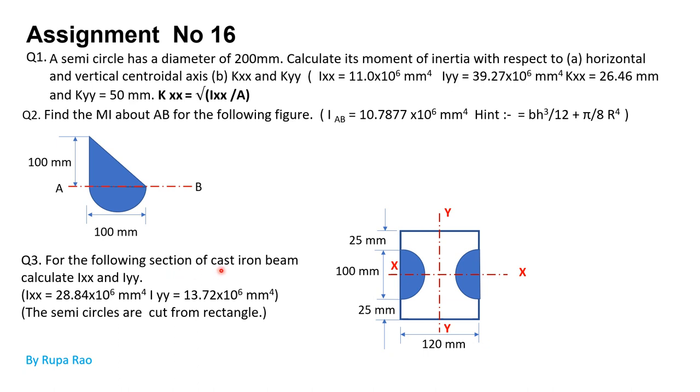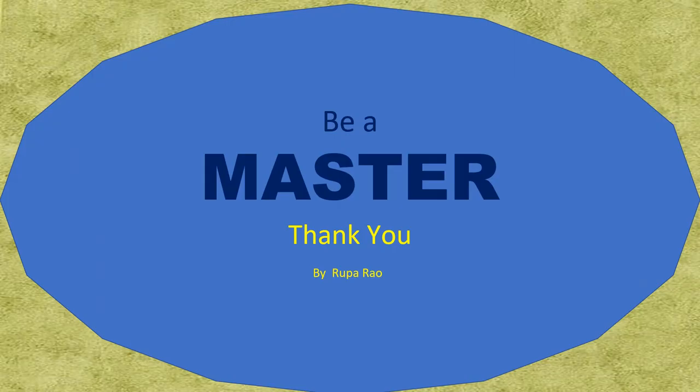Question number 3. For the following section of cast iron beam, calculate Ixx and Iyy. This is the figure I have shown here. And for this figure, calculate the moment of inertia about axis Xx and Yy. The answer is Ixx is 28.84 × 10⁶ mm⁴. Iyy is 13.72 × 10⁶ mm⁴. The semicircles here, these two semicircles are cut from this full rectangle. The size of the rectangle is 120 by 150 and diameter of this semicircle is 100 mm. These two semicircles are cut from the rectangle and you have to calculate the moment of inertia about the centroidal axis Xx and Yy. Try it out. Be a master.